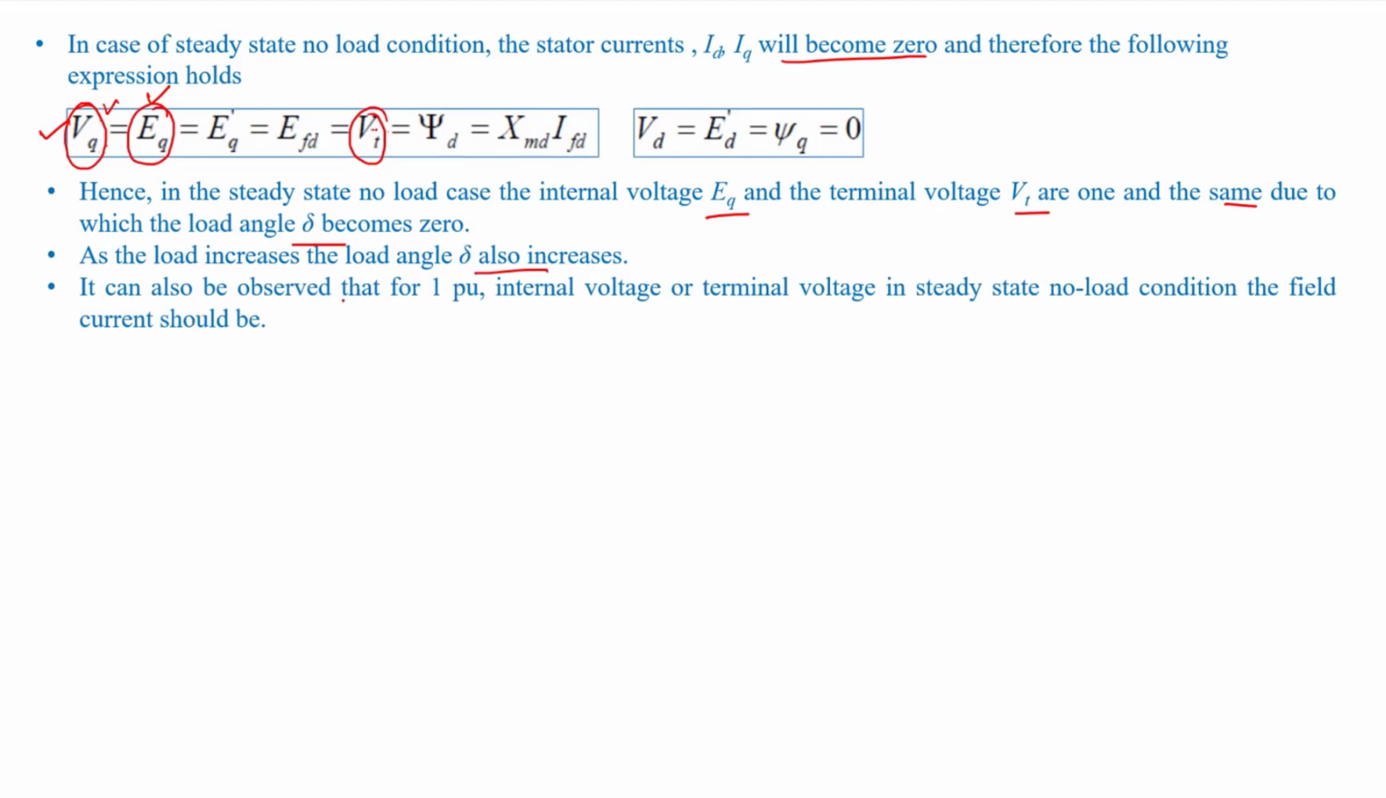So it can also be observed that for 1 per unit internal voltage or terminal voltage in steady state, no load condition, the field current will be this, right? The field current equation we know, right? IFD is EFD by XMD, right? So EFD is nothing but equal to your VT. So therefore, this will become 1 by XMD.